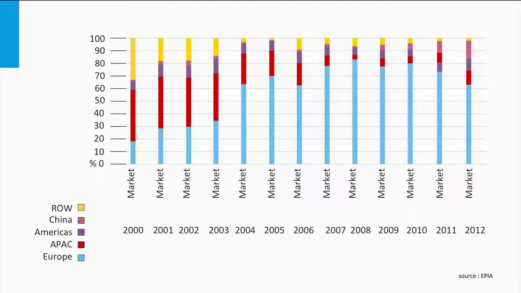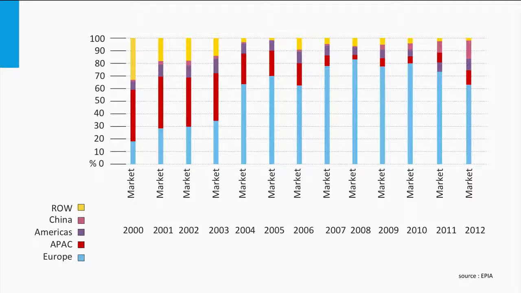This figure illustrates the evolution of the worldwide supply and demand of PV modules in the various regions around the world. Blue represents Europe, red represents the Asian Pacific, mainly Japan, purple the Americas, mainly the United States, and pink represents China. Let's start with the demand.